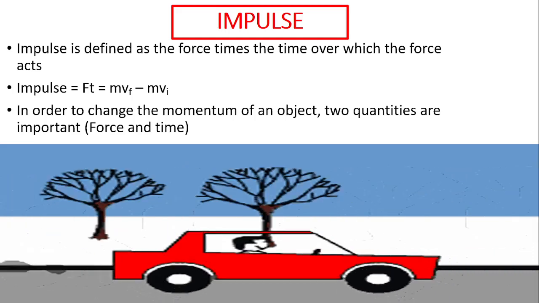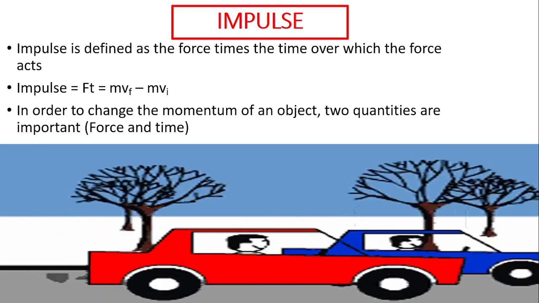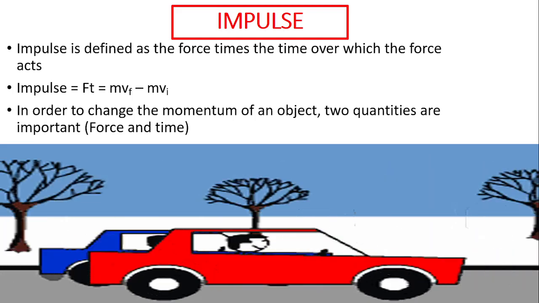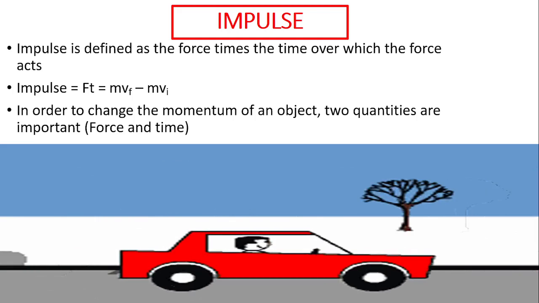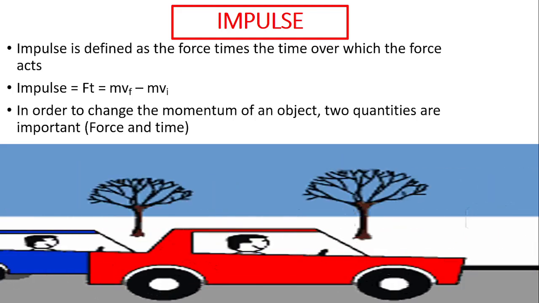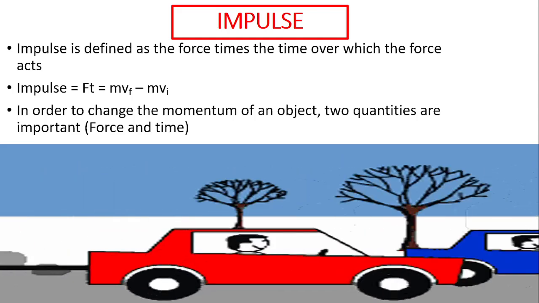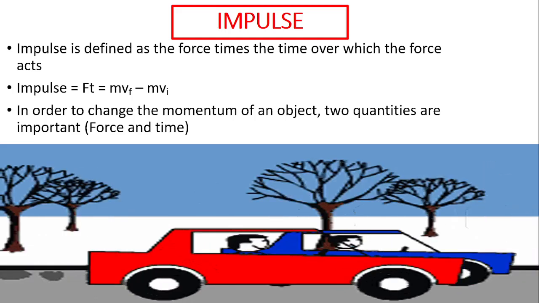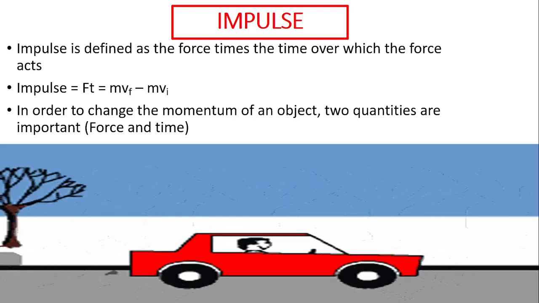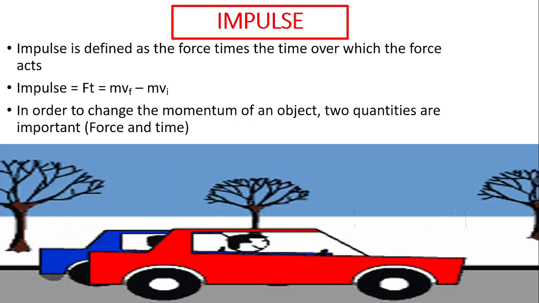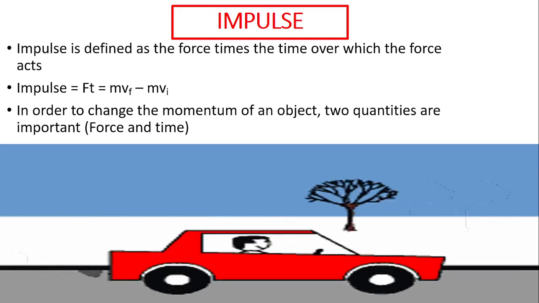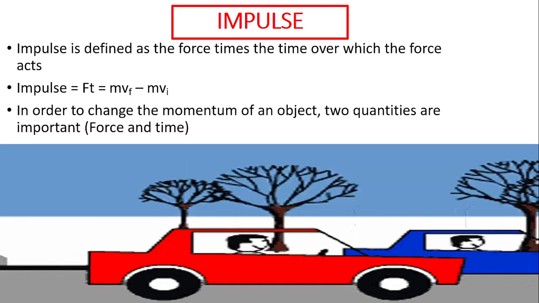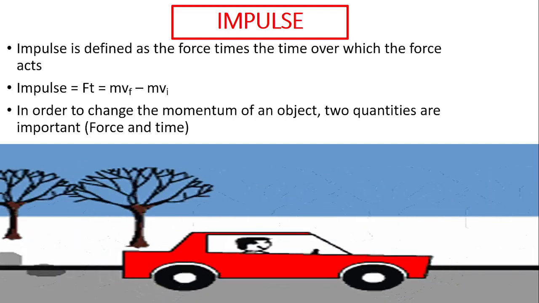Impulse is also said to be the change in what? In momentum. So for an object to change its momentum, for its momentum to increase or decrease, it's because a force has acted on it for a specific time, and that force with that time has resulted in a change in what? In momentum. So that's what impulse is, or how easily you can define impulse.